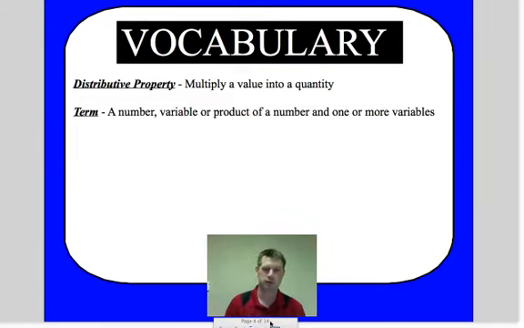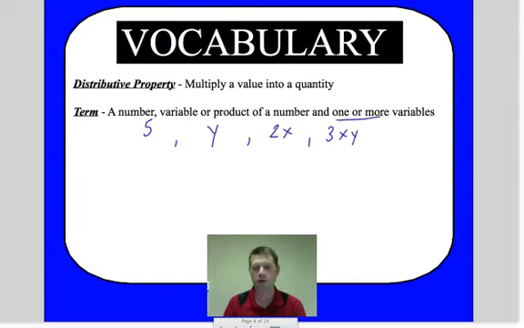Just to give you a couple examples of that right off the bat. A term could be 5. 5 is a term. We could say y, that's a term. Or a product of a number, so we could say 2x as a product of a number and a variable. Or you could say 3xy, one or more variables there. So these are all terms.